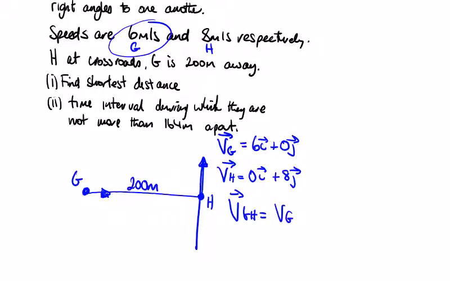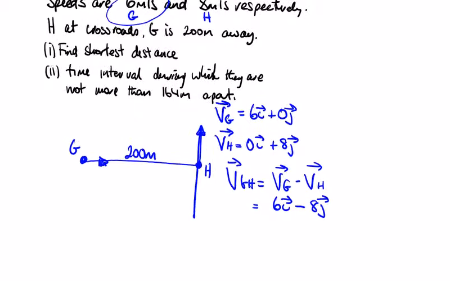So it's the velocity of G minus the velocity of H. That's going to be equal to 6I minus 8J. That's the velocity of G relative to H. The tan of the angle is going to be 8 over 6, which is 4 over 3.